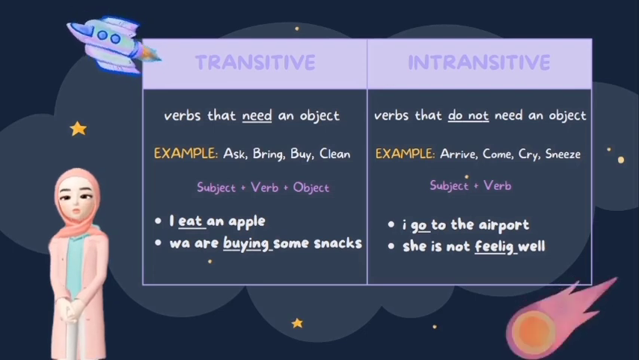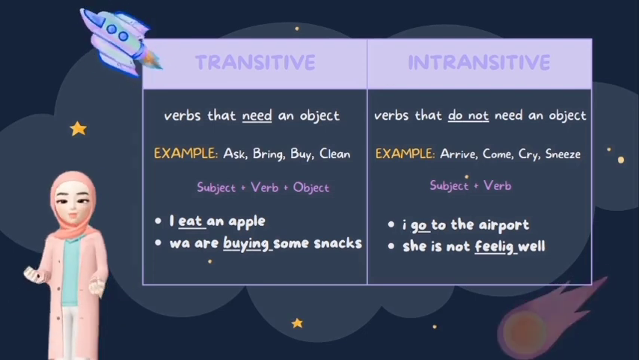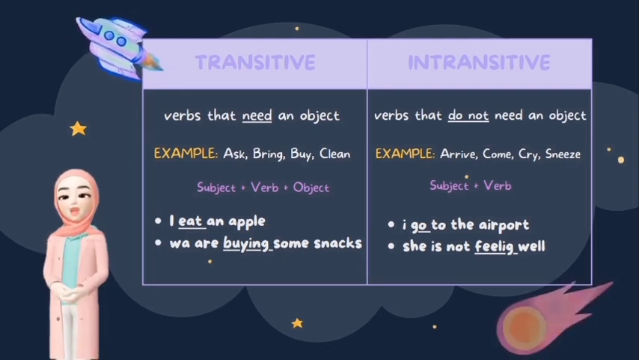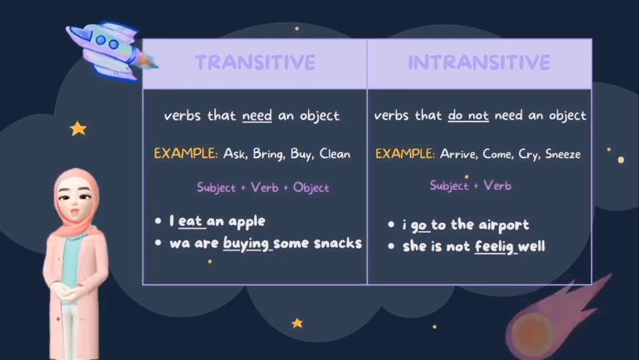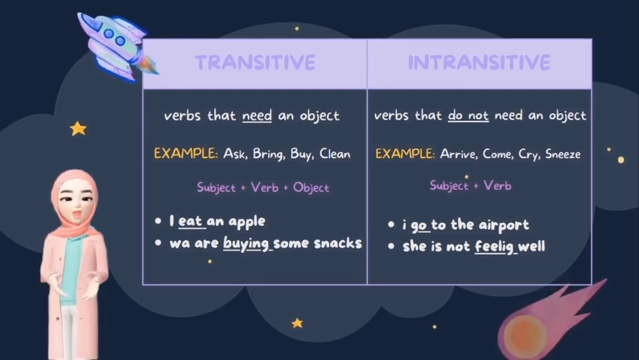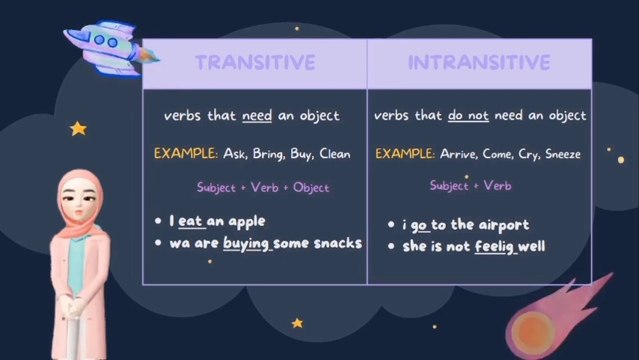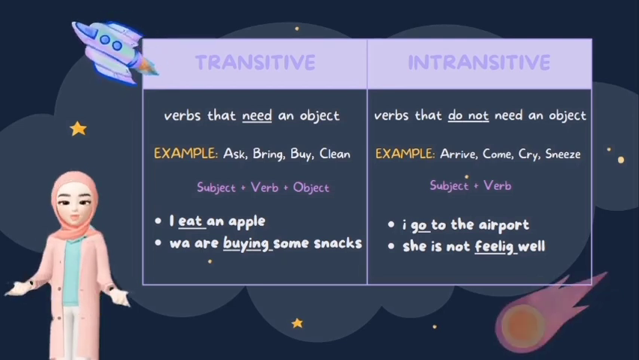After the verb go, there is no noun. Here there's the word to, which is a preposition, meaning that "to the airport" is a prepositional phrase. There is no noun that is directly subjected to or follows this verb. Then this is a sentence that uses an intransitive verb. Then the third example, "She's not feeling well."